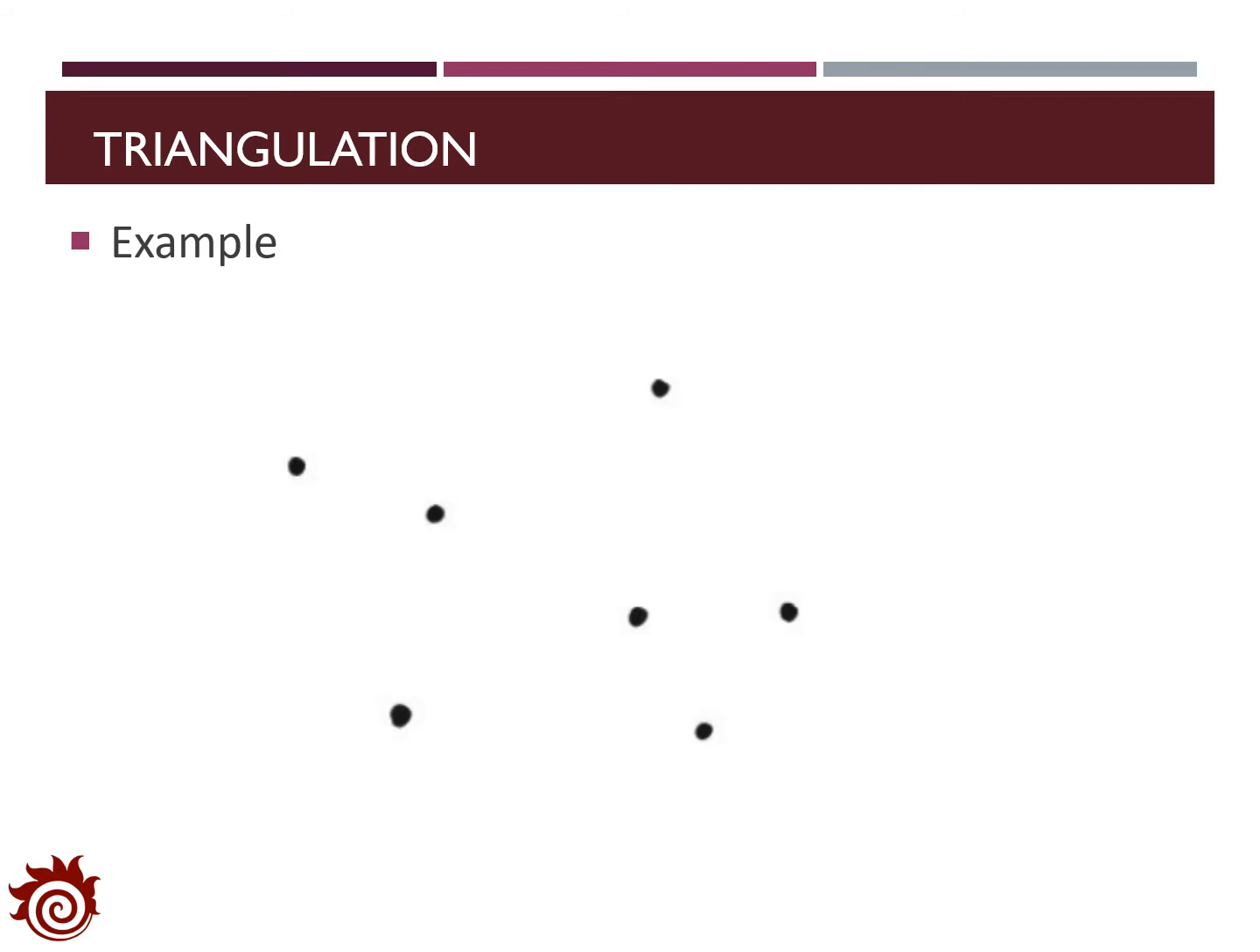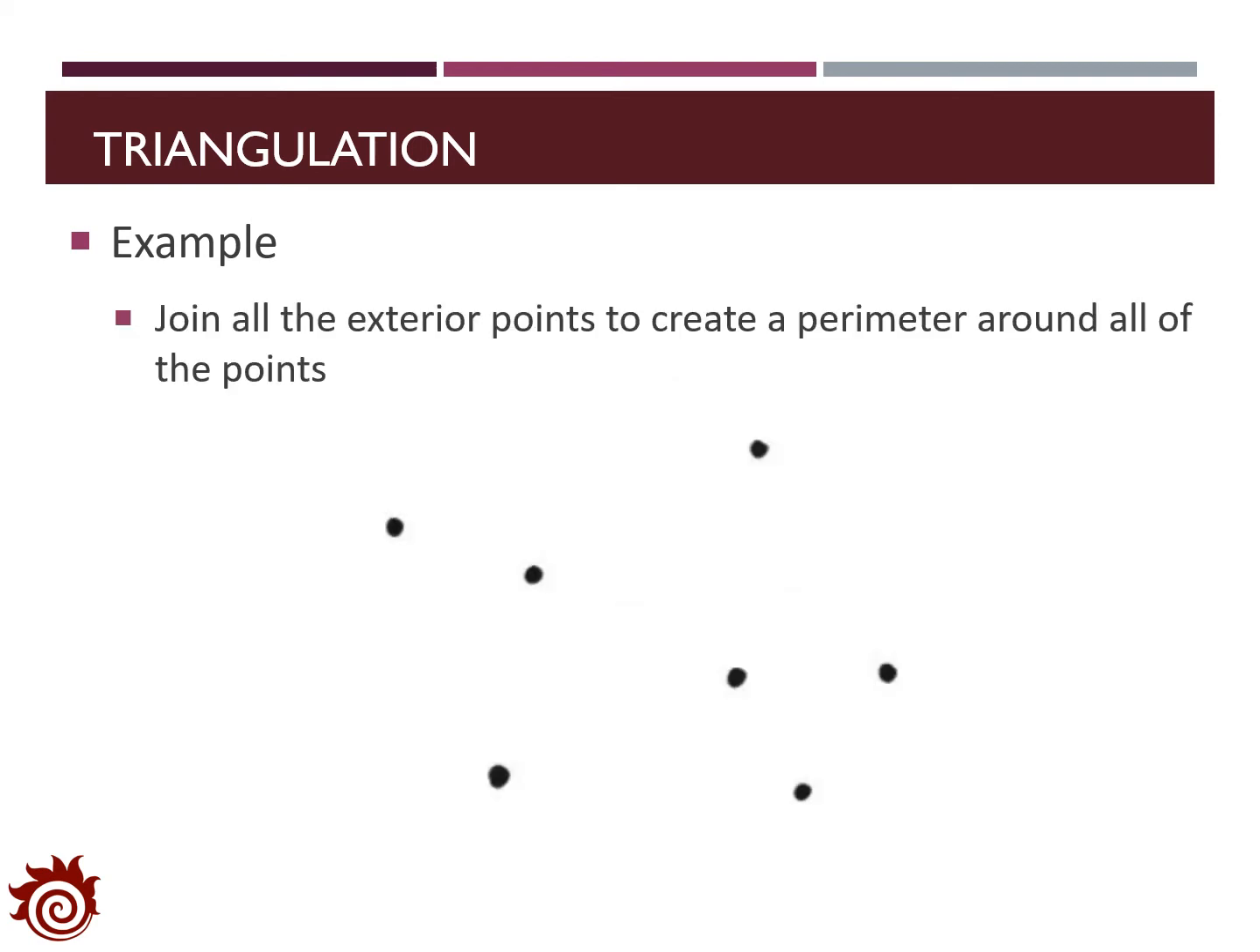Let's check one example to see how we can apply the Delaunay triangulation for the set of the points. The figure here shows a set of random points that we select for the study area. In order to draw the triangulation, we first need to join all the exterior points to create a perimeter around all the points, which means we need to first connect all the exterior points.